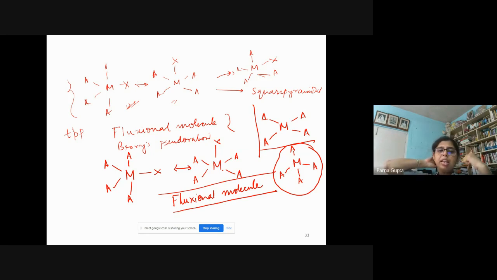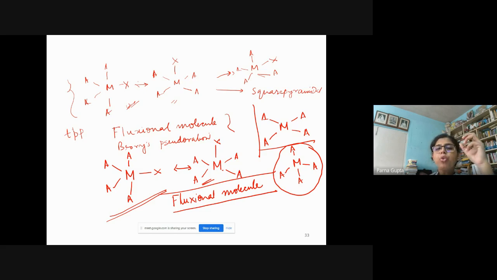In most cases of these five-coordinate complexes, the difference in stability energy between the two geometries, for most sets of metal and ligand, is not very high. So if the compound is in solution, it can interchange between these positions.